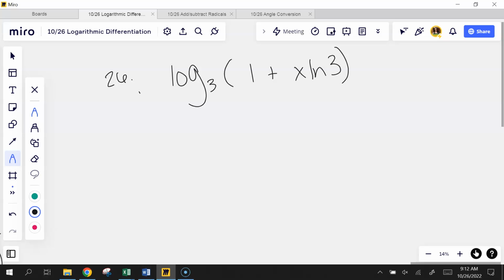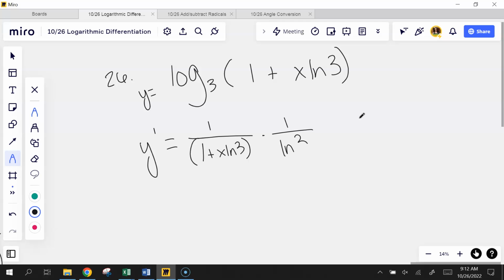All right. So, lots going on here. It's just a big chain. It's got a product in it. Okay, first I'm gonna do the derivative of the log base 3. So it's 1 over 1 plus x log 3 times 1 over log 3, right? That gives me the derivative of the log. Now I need to work on the chain. So the chain says take all of this and find the derivative.